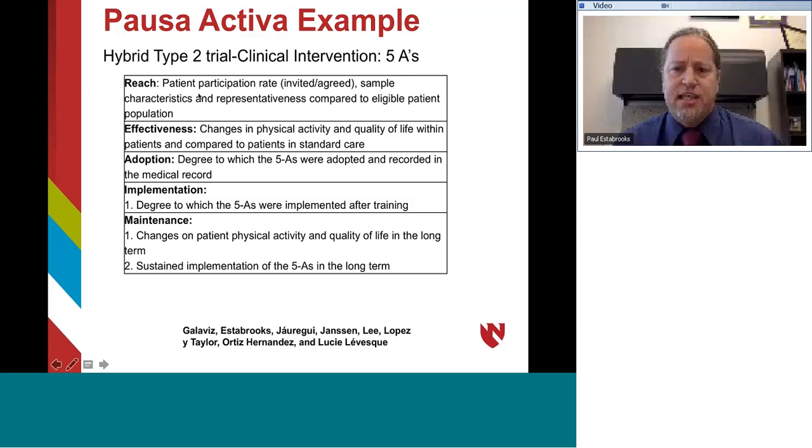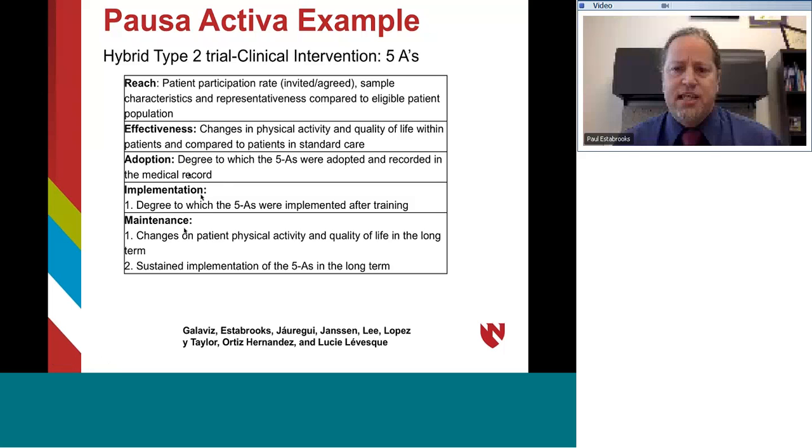And so we defined Reach as patient participation rate, those who were invited and agreed. Actually, that's opposite. We would have agreed over invited for our participation rate. Then we'd have the sample characteristics and the representativeness, comparing those who agreed to the eligible patient population. So we've all seen that before. For effectiveness, we operationalized that as changes in physical activity and quality of life within the patient compared to patients in standard care. For adoption, we assessed the degree to which the 5 A's were adopted and recorded in the medical record. Folks oftentimes ask what's the difference between adoption and implementation and operationalizing? For us, the way that we operationalized adoption was if any one of the 5 A's were recorded, someone was considered to have adopted.